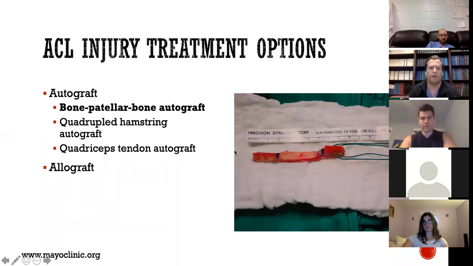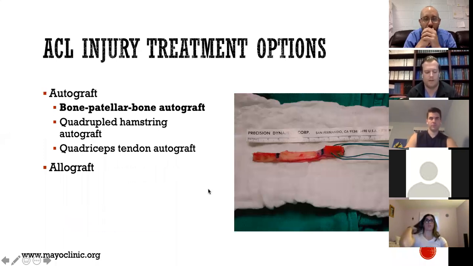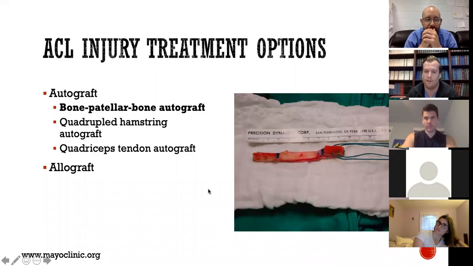When we're talking about allograft versus autograft, the first and the oldest option for ACL reconstruction is the bone patellar bone autograft. You see that there's bone present on both sides of the graft. This helps in that it gives us rigid fixation and actually heals the quickest in terms of the graft incorporating into the femur and the tibia.